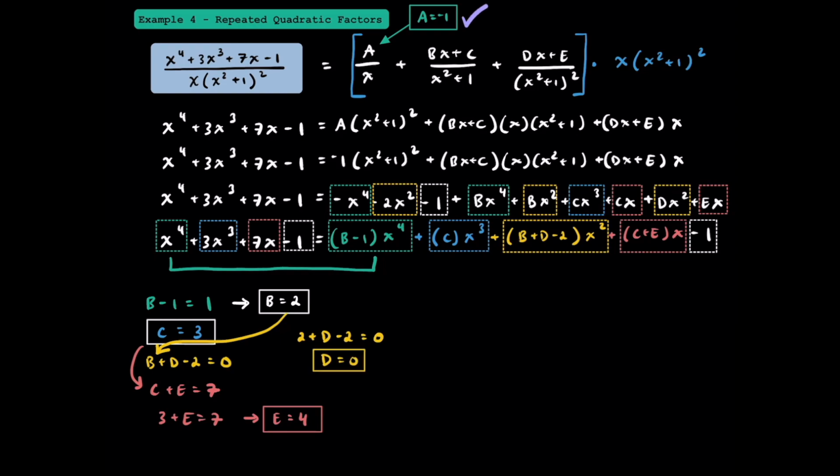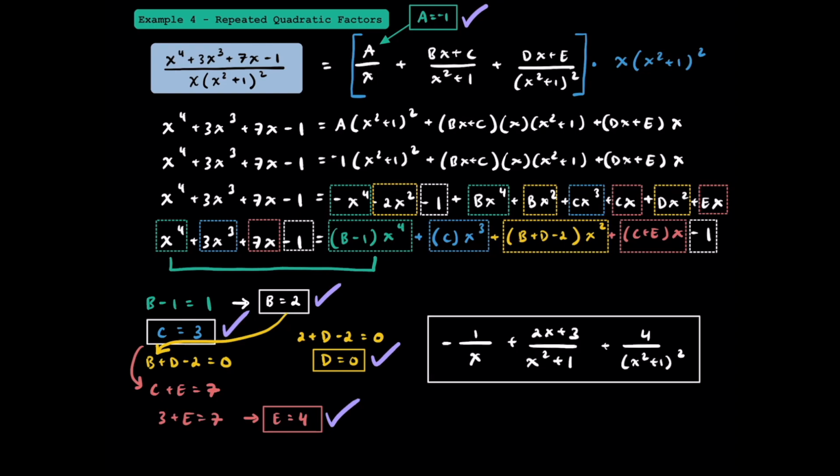Finally, we have a, b, c, d, and e. Our final partial fraction decomposition is going to be negative 1 over x plus 2x plus 3 over x squared plus 1 plus 4 over x squared plus 1 squared. And that's our final answer.